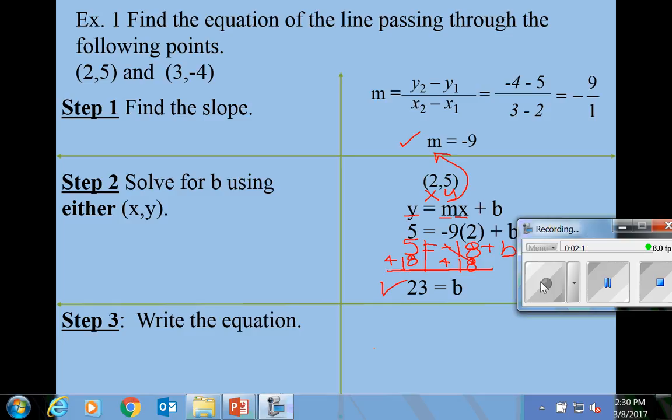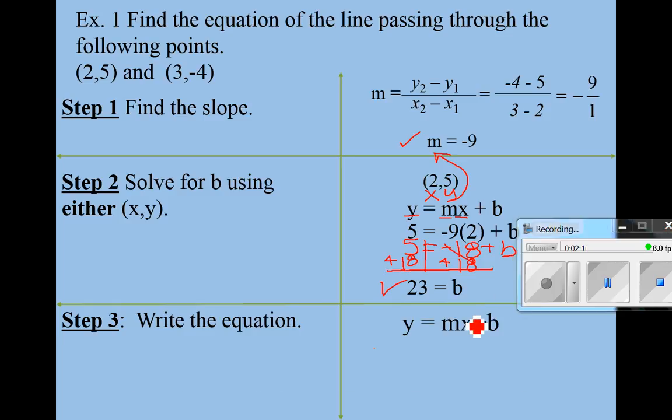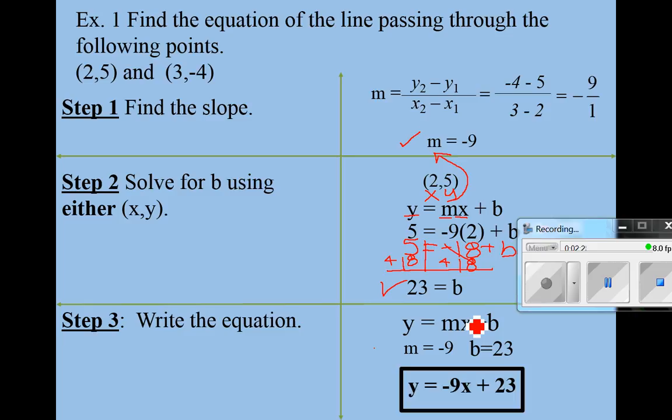When we substitute the m and the b into the equation, we are using y equals mx plus b, and we need the m and the b, which we've already gotten. So that means our equation will be y equals negative 9x plus 23. That would be our final answer.